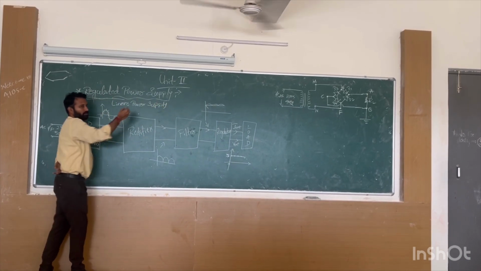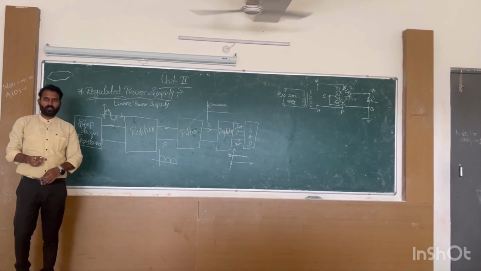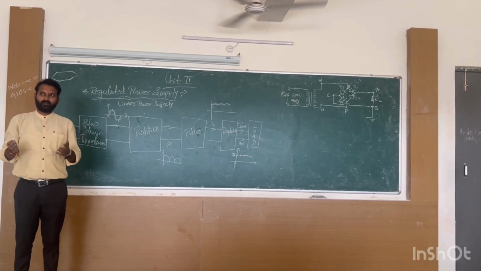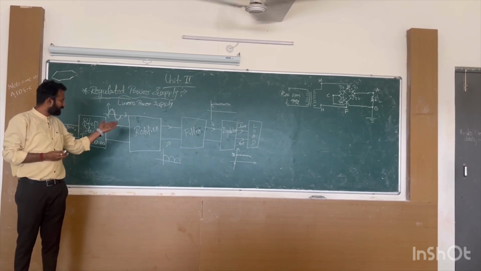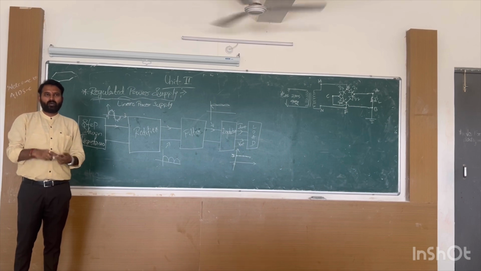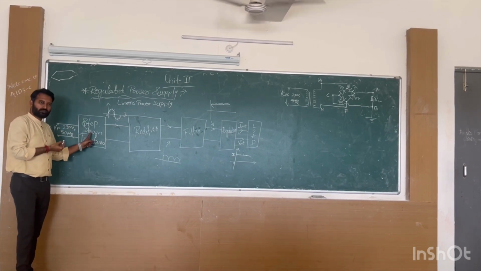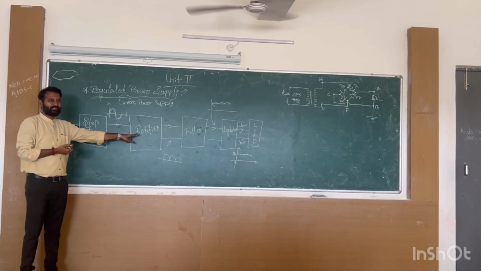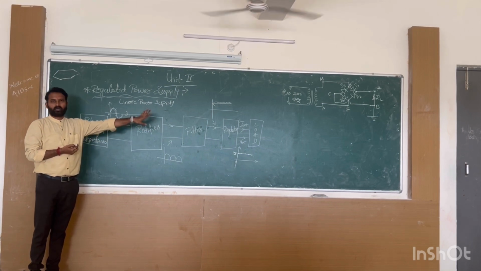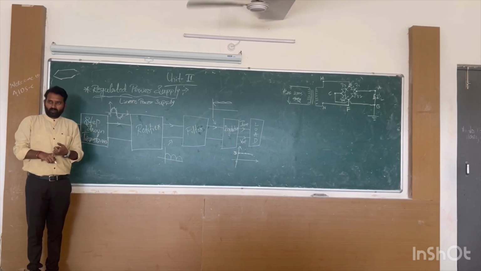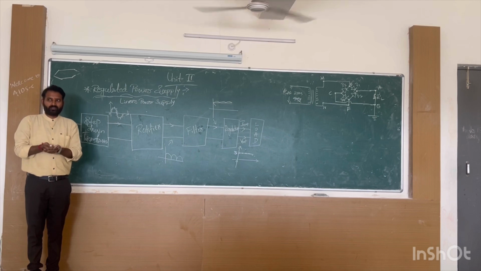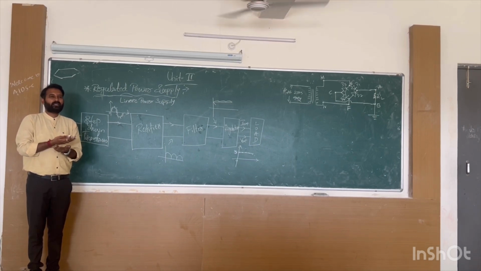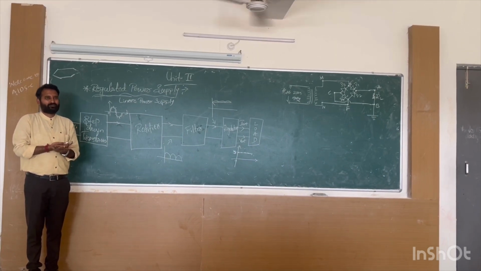Now let me explain the basic building blocks of it. What are those? Step down transformer, rectifier, filter, regulator. These are the components which a regulated power supply contains.